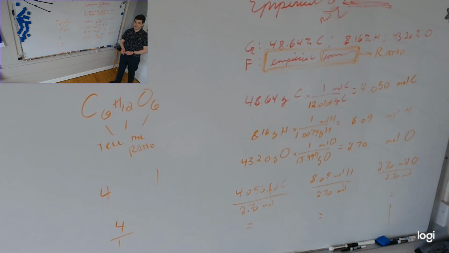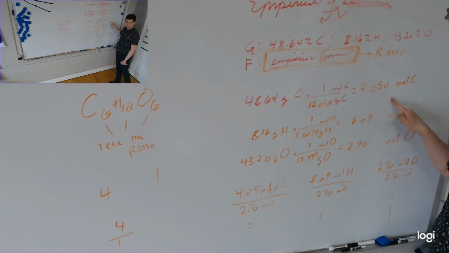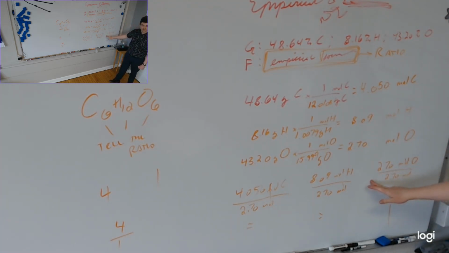Let's review the steps while someone's mathing it up. The first step: assume each percentage is a mass. The second step is convert each mass to moles. The third step is find the ratio by dividing each amount of moles by the smallest amount of moles. Assume each percentage is a mass. Convert each mass to moles. Divide each number of moles by the smallest number of moles.